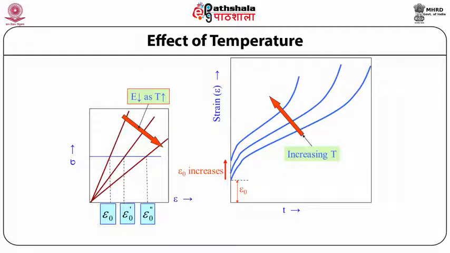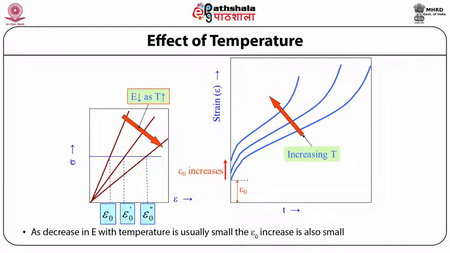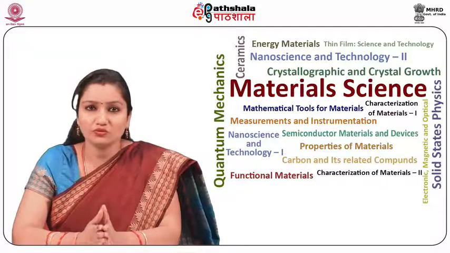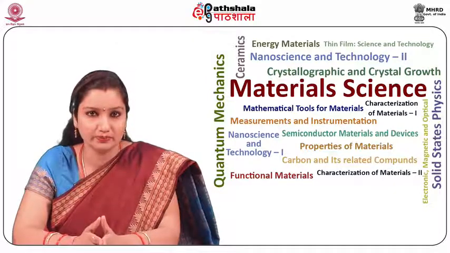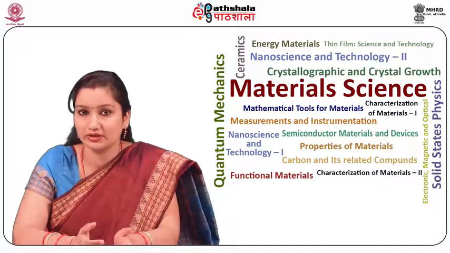Then in the second part of the figure, we see the graph between strain and temperature, and we observe that epsilon naught increases with increasing temperature. That is, for the first curve there is some value of epsilon naught, and for the second curve, when the temperature is increased, the value of epsilon naught is also increased. So we conclude that as the decrease in E with temperature is usually small, the epsilon naught increase is also small.